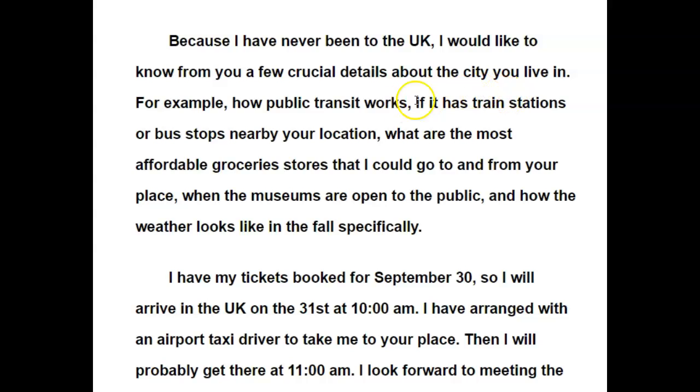I would like to know if there are train stations or bus stops near your home. Okay? Then full stop. Additionally, could you tell me what the most affordable grocery stores that I could go to are? Okay, full stop.